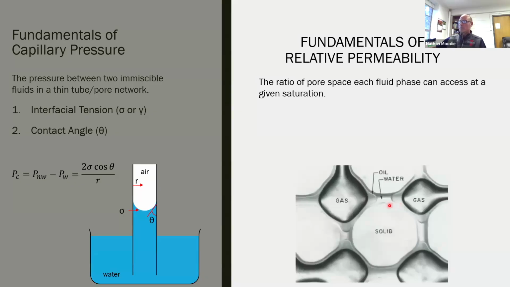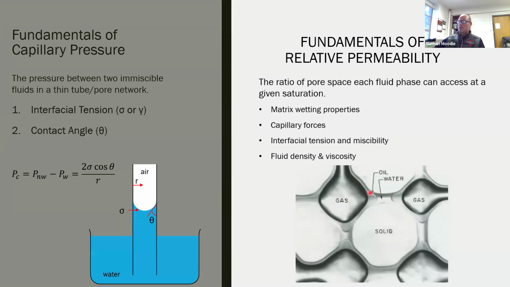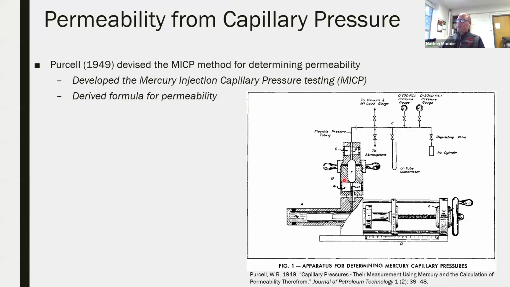And so relative permeability is a way to describe this in your numerical simulators. And it really has to do with the properties of your matrix. There's which fluid actually wets against this wall. Is it the water? Is it the oil? Is it the gas? Most of the time, it's not the gas. And then the interfacial tension between these different fluids, which depends on fluid density, viscosity, things like that.